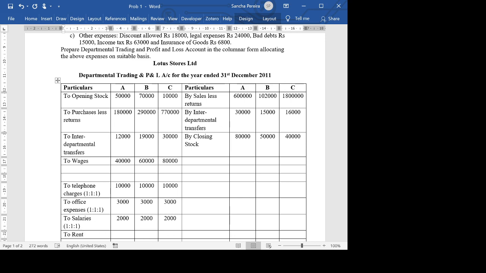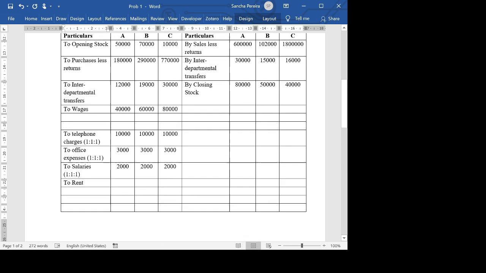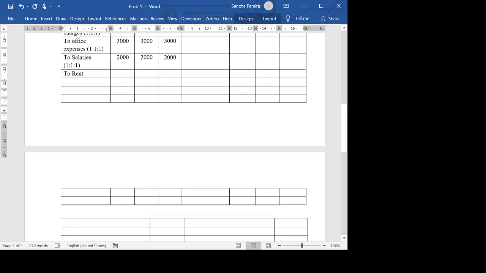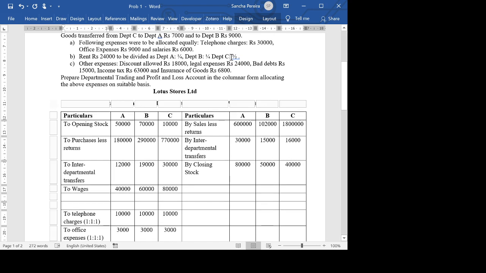Now I need somebody to tell me. They've said here 1 by 4, 1 by 4, 1 by 2. Can I say this is 1 is to 1 is to 1? Can I use this as 1 is to 1 is to 1, or do I need to convert it? It's 1 by 4, 1 by 4 and 1 by 2.